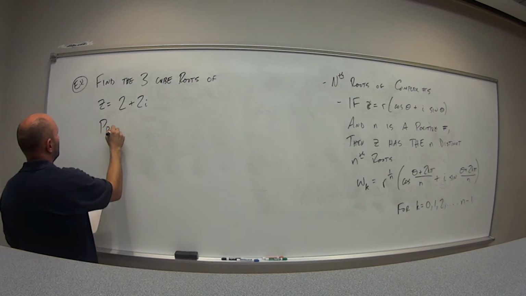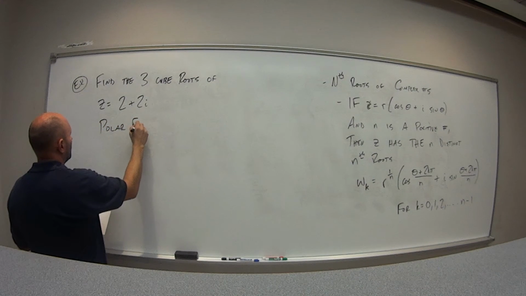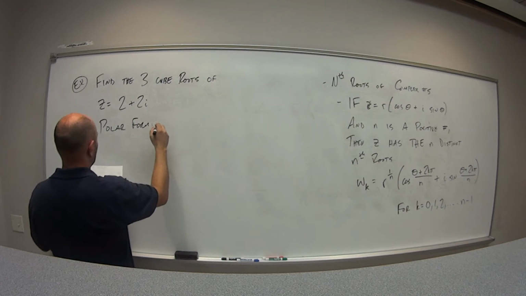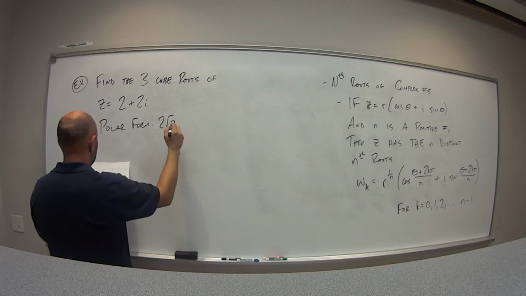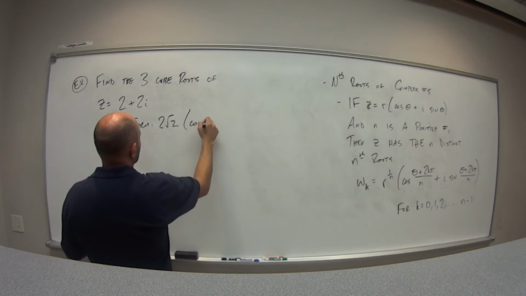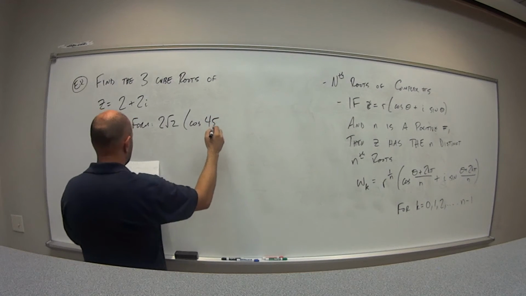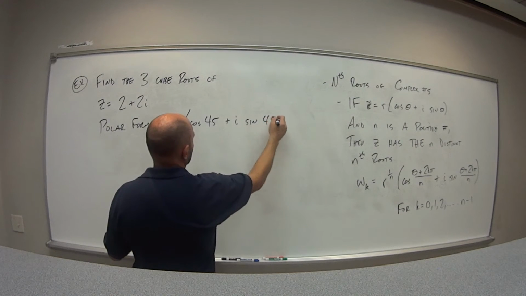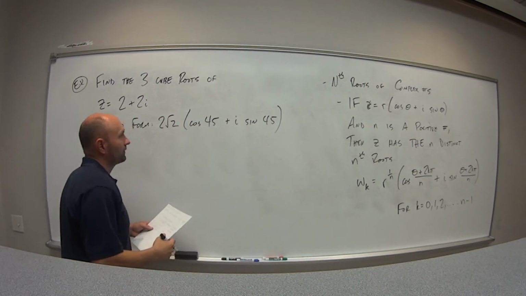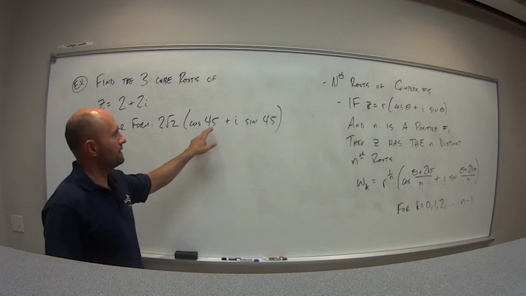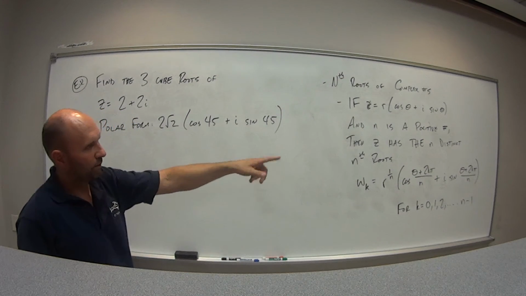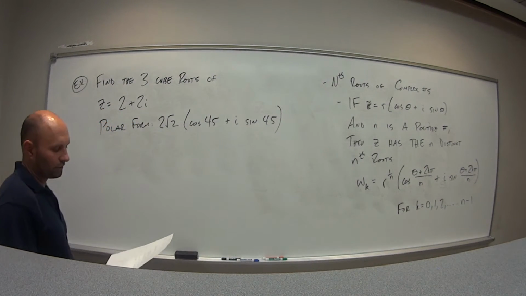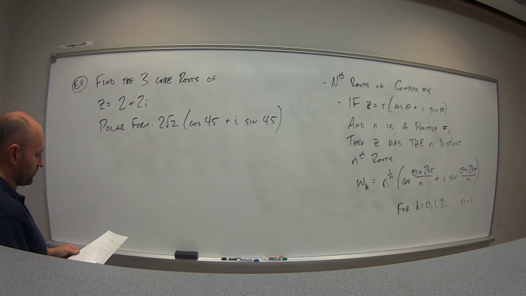So the polar form for this, I won't go through the calculations again, but the polar form would be 2 square root of 2 times cosine of 45 plus i sine of 45. So in this case, I'm using my degree measure instead of the radian measure. That way when I have to calculate the numbers later, it's a little bit easier to crunch the numbers.